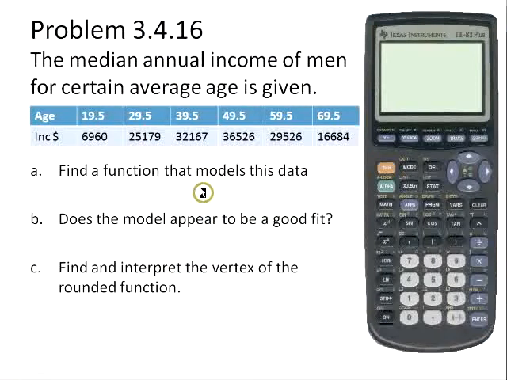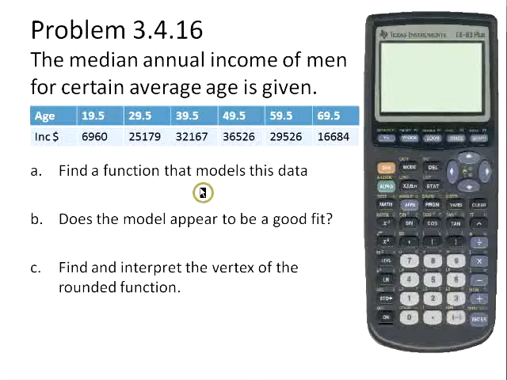We are going to be looking at another problem involving a quadratic regression. This is from Chapter 3, Section 4, problem number 16. Let me read the problem and then we'll start working it together. It says the median annual income of men for certain average ages is given in the table.